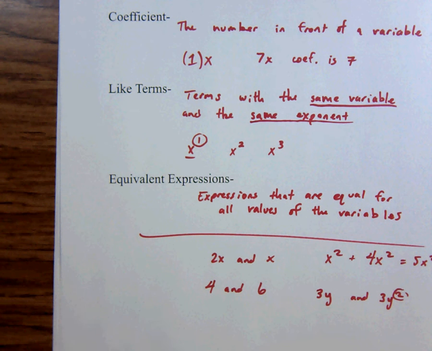So that's kind of the gist of 7.3 in terms of vocabulary, and we'll get to some examples in a bit. Thanks.